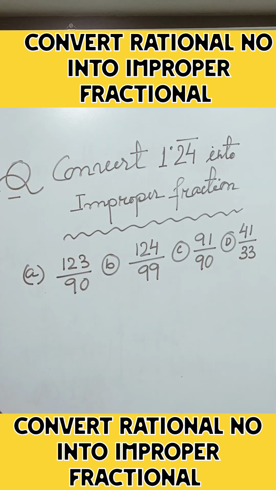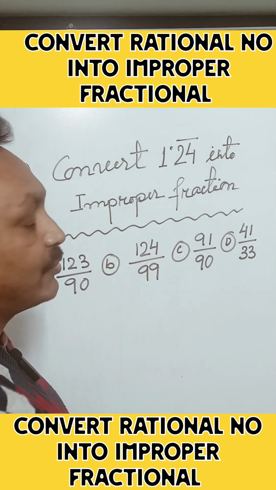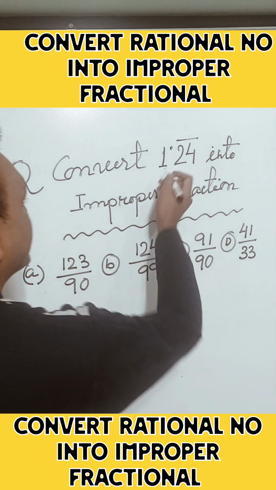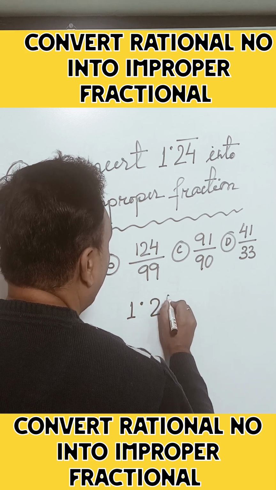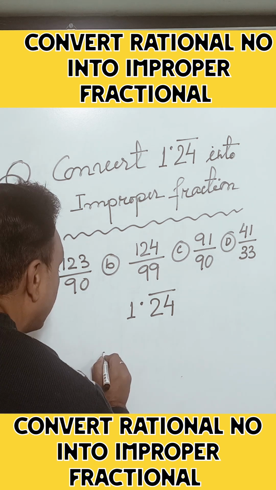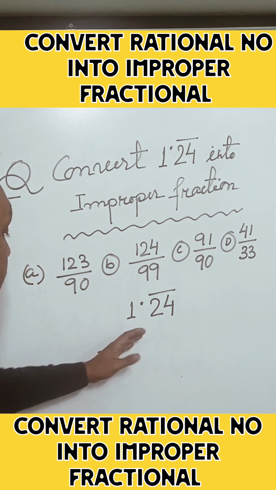And this is a multiple choice question. These are the options supplied to you. From there you have to find the correct answer, right? So how will we do it? How will we convert this rational number into an improper fraction? I am going to show you. There is a trick. Now consider this number, 1.24 bar. I'll show you the trick beside the basic method.